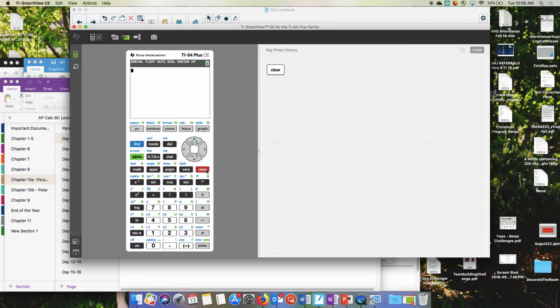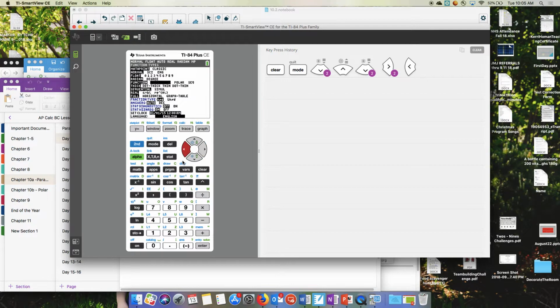So, if you want to graph a parametric equation in your calculator, you would first have to go to mode and change your mode to parametric mode.